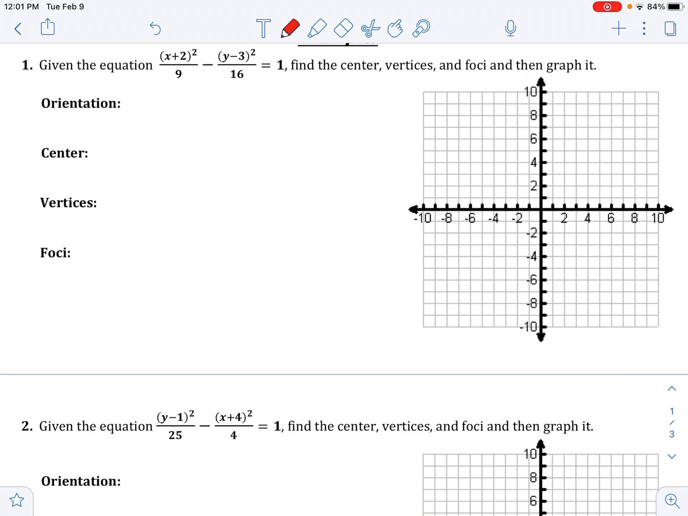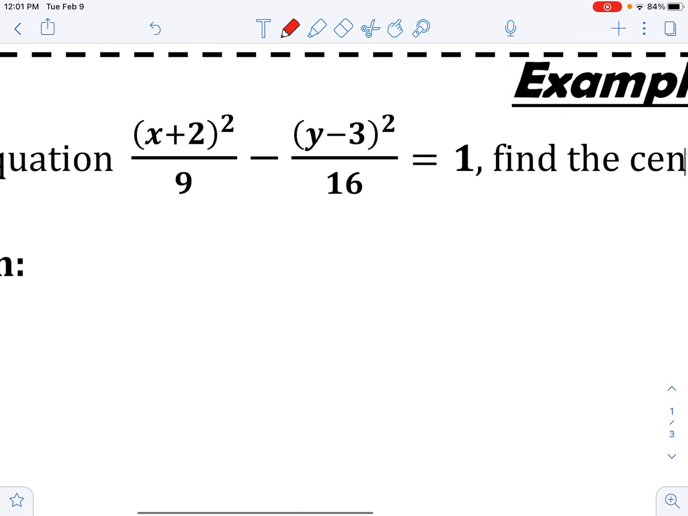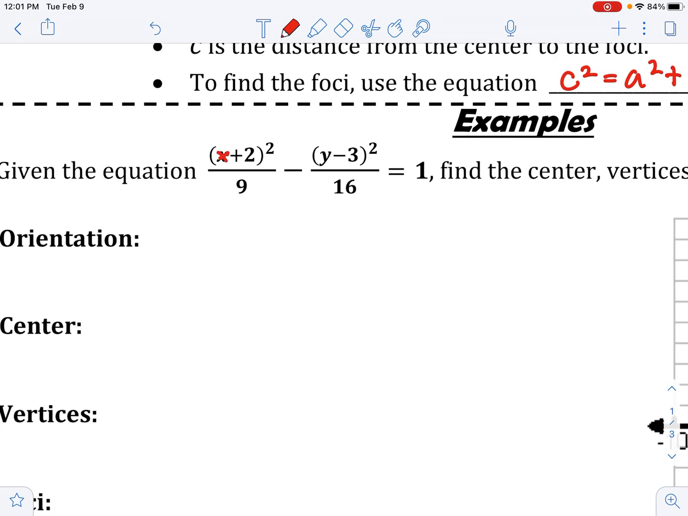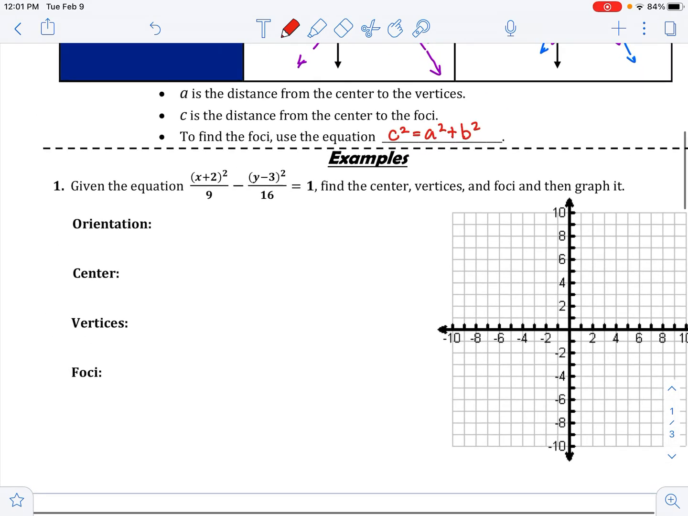Okay, so let's jump into graphing here. Given the equation, find the center, vertices, and foci, and graph it. First off, I know it is a hyperbola because of the subtraction right here. So I want to decide if it's vertical or horizontal. Since it's x, then y, it's horizontal. People want to look at the denominators and say it's vertical because the second one's bigger, but no, it's not. It's horizontal. Next, my center, -2, 3. And I graph it.